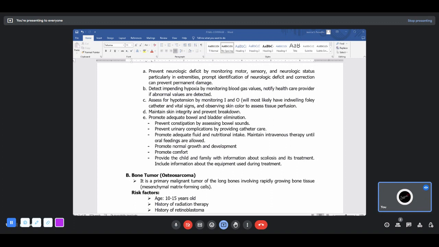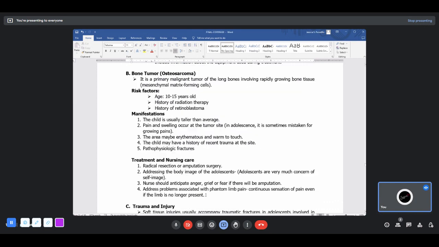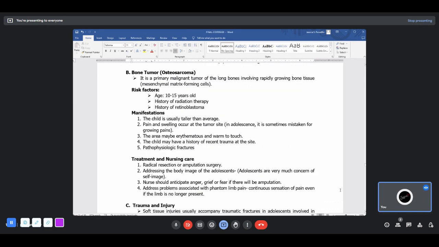Promote normal growth and development, and also we have to promote the comfort. Provide the child and family with information about the scoliosis and its treatment. Include yung mga information about the equipment used during the treatment para alam nila. So, yan yung about sa scoliosis natin. So, next one, we will be tackling about the bone tumor or the osteosarcoma.